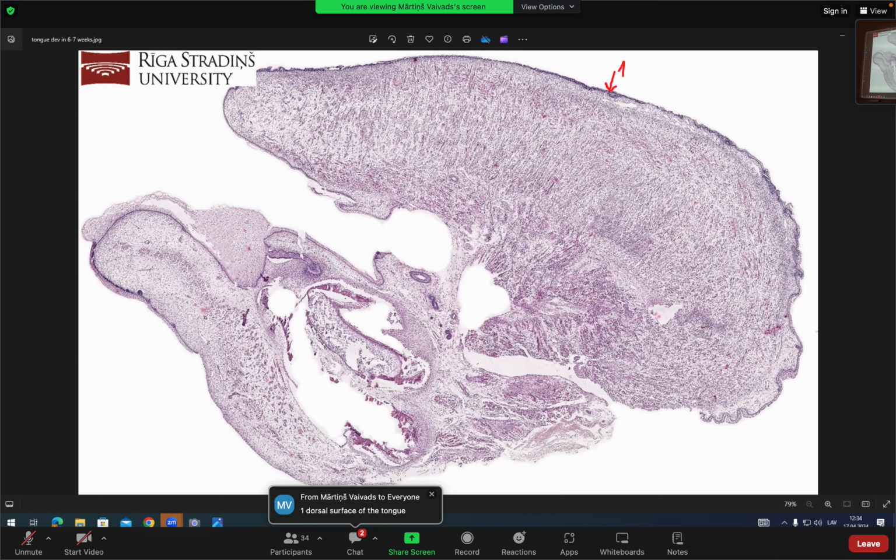What you need to notice here: no tongue papilla. No papilla have yet developed. The surface is smooth.